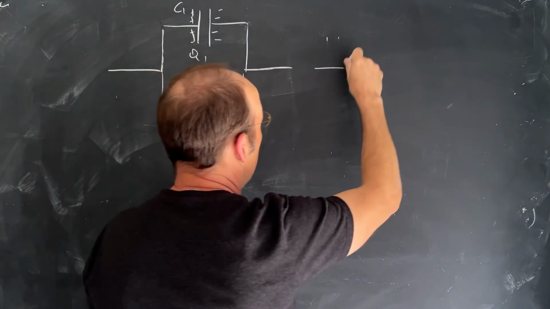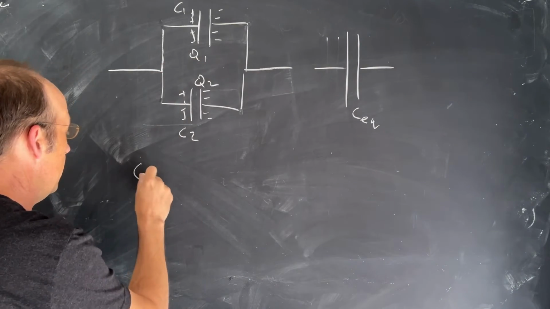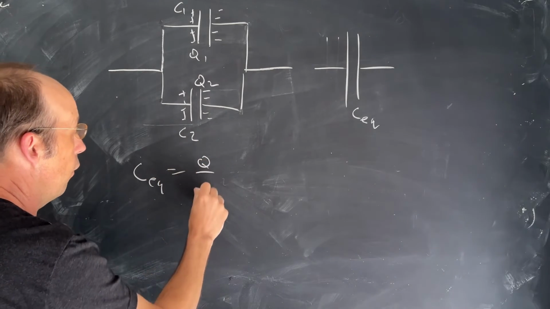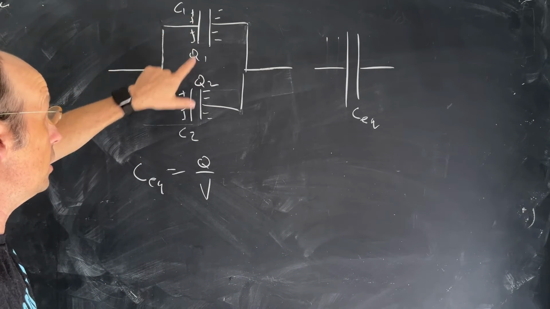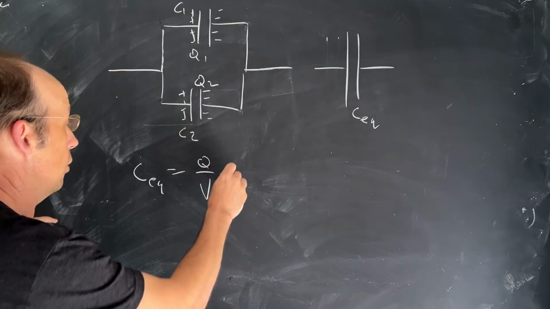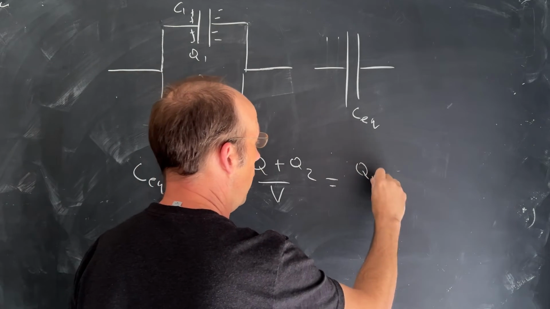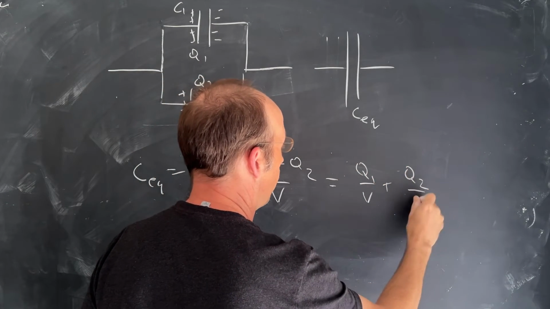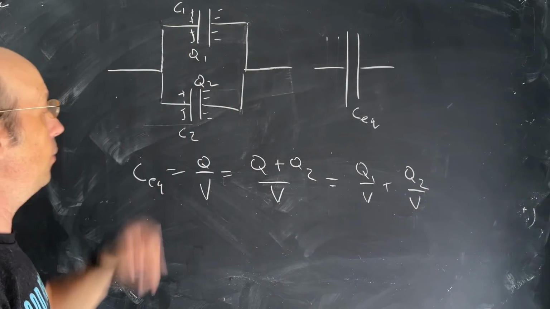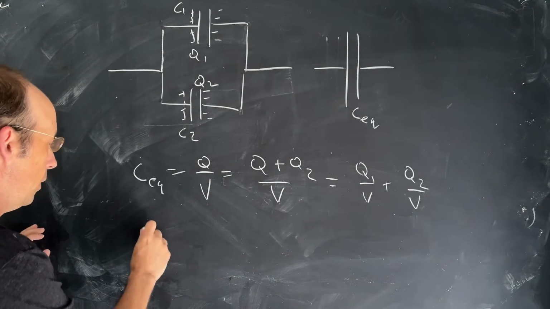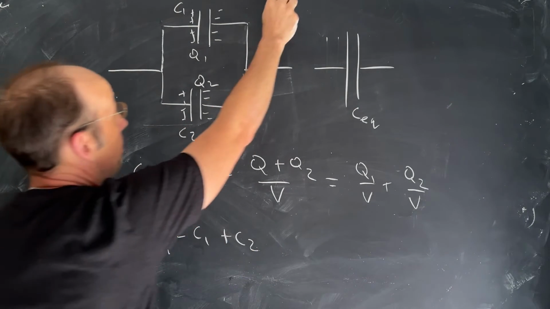So I want to make this as a single capacitor, C equivalent again, and I can say C equivalent is Q over V. Okay, but I know V is the same as up here, but the charge on this is the sum of those charges. So this is Q1 plus Q2 over V, which I can write as Q1 over V plus Q2 over V, because they're the same potential. And Q1 over V is C1. Q2 over V is C2. So I get C equivalent is C1 plus C2. And this is called parallel.